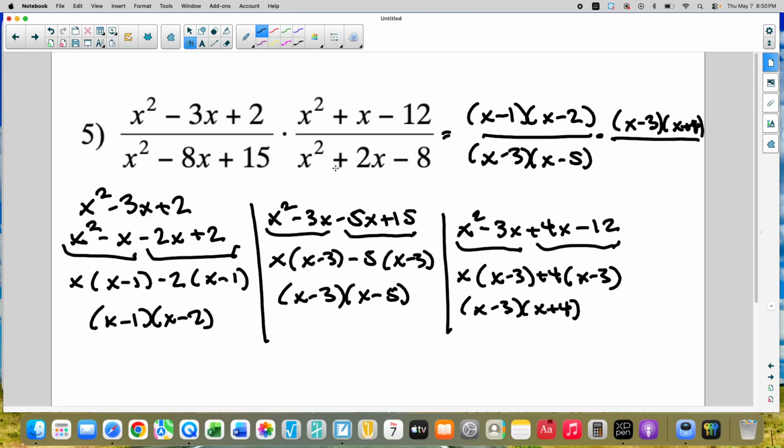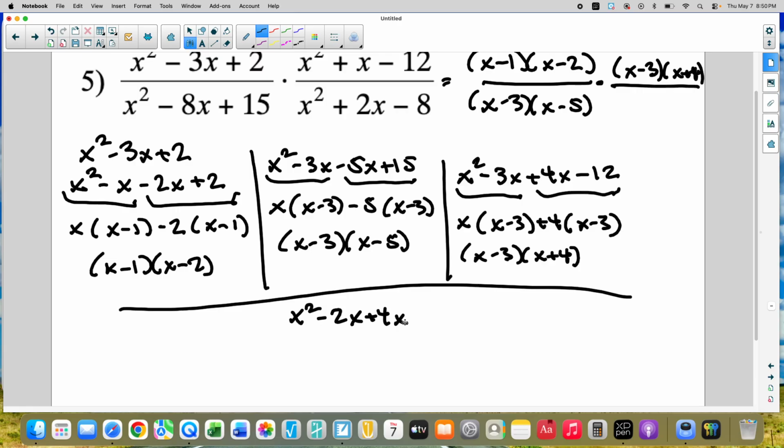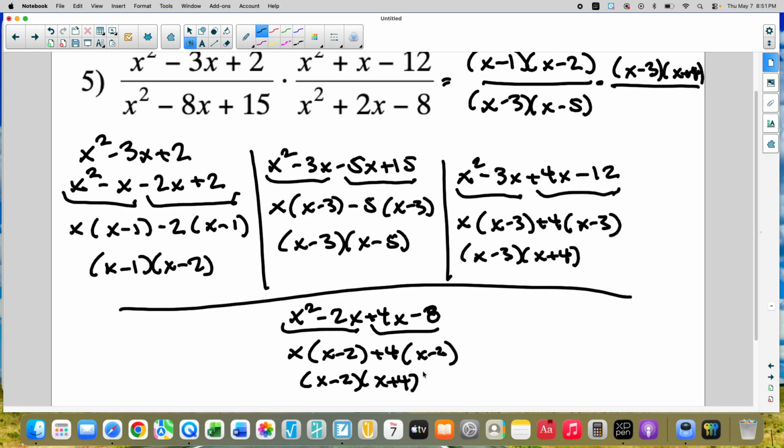And this one, we'll do this. So you have x squared, you got factors of 8 when the signs are different, and ending up with a positive 2. So that's minus 2x and positive 4x minus 8. That's x, x minus 2, plus 4, x minus 2. So x minus 2, x plus 4.